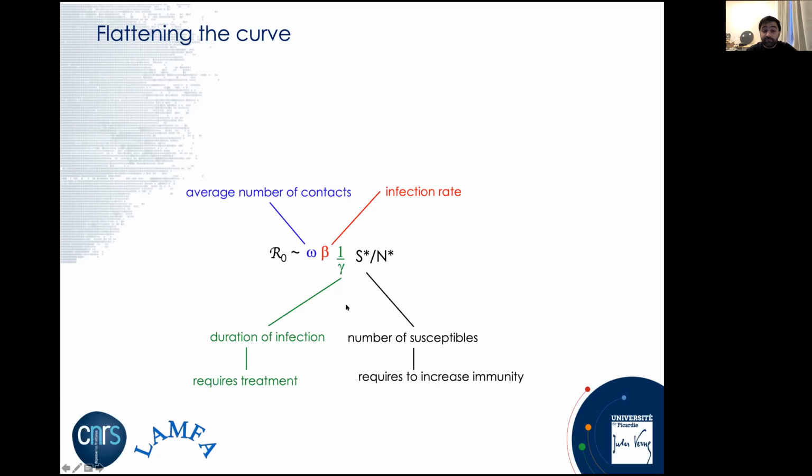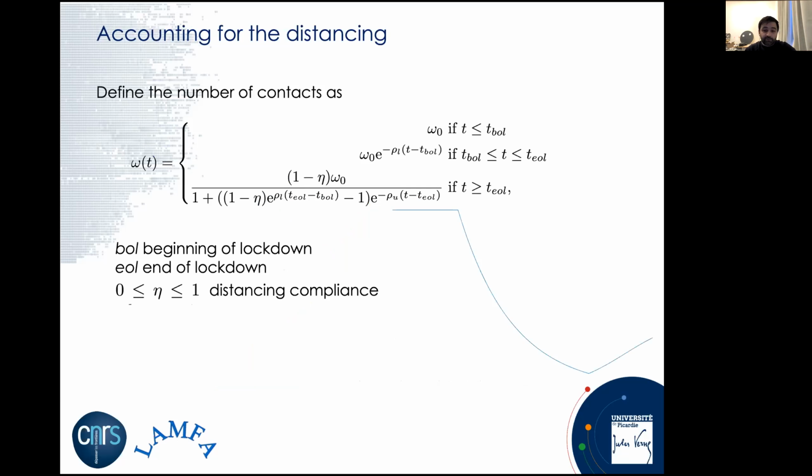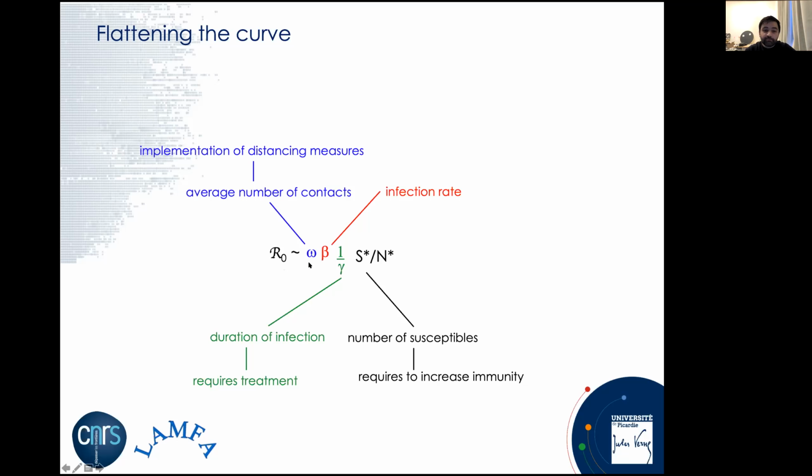So the only thing remaining is the number of contacts. If you want to reduce R0, you need to reduce the number of contacts. So you need to implement some distancing measures. The question was how to implement distancing measures in the model.